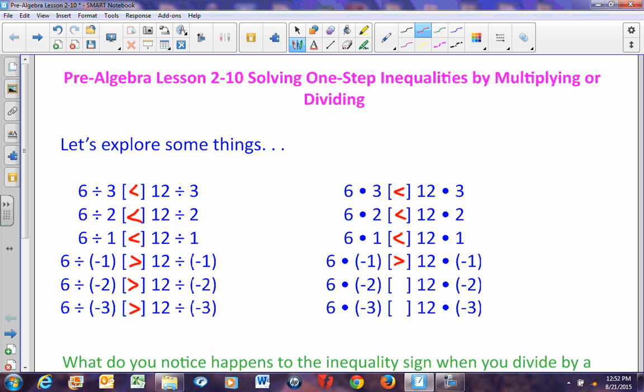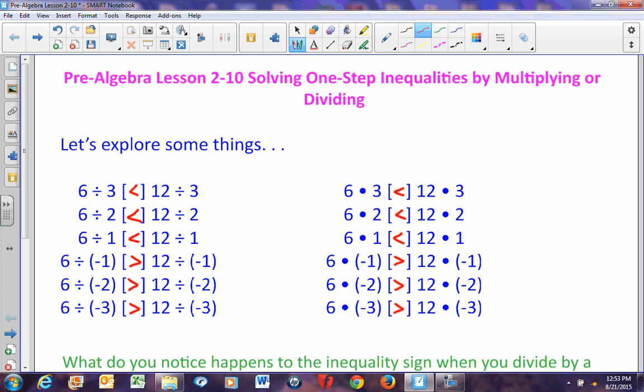6 times negative 2 is negative 12. 12 times negative 2 is negative 24. Negative 12 is bigger than negative 24. 6 times negative 3 is negative 18. 12 times negative 3 is negative 36. Negative 18 is bigger than negative 36.